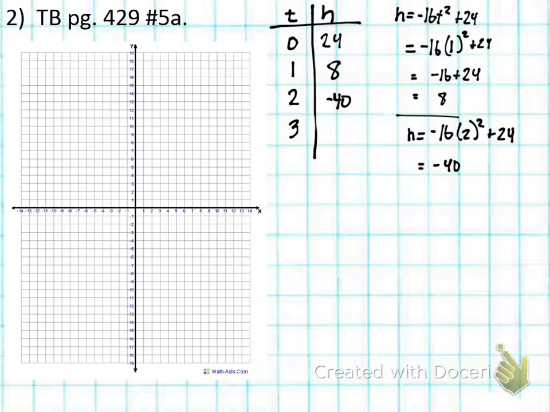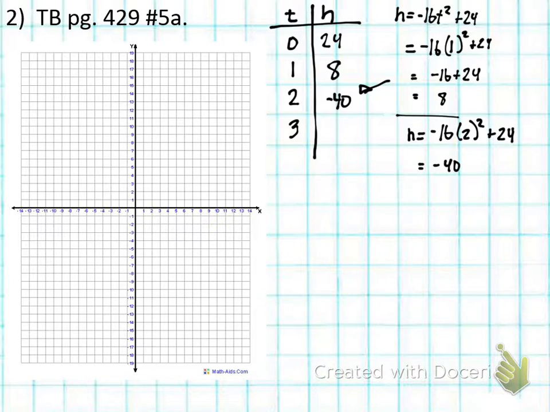No, why not? There's no canyon, right? Do acorns just go through the ground? Are they like ghost acorns? Do they go through the ground and just keep falling to the middle of the earth? No. So is this a viable answer here? Negative 40? No. So what we're going to do is use that instead to graph.